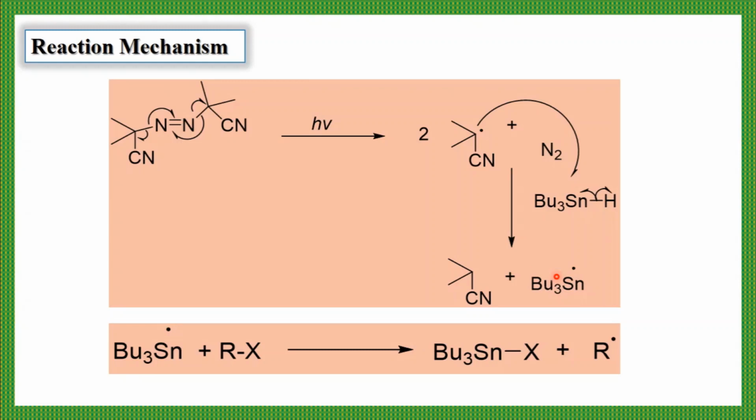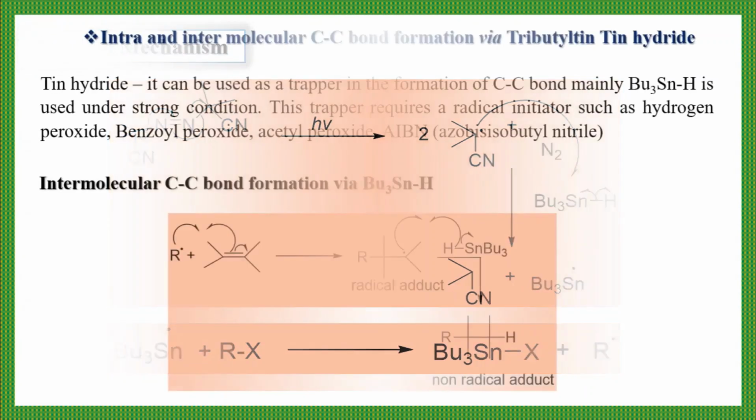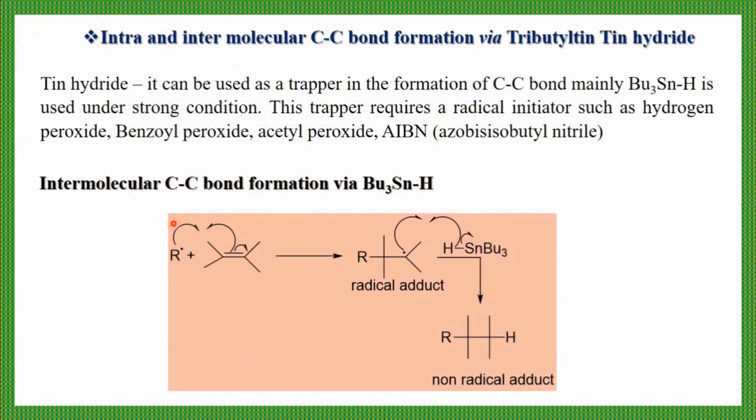Then the next step is this tributyltin radical reacting with the alkyl halide RX. The homolysis of this RX molecule takes place. Tin will form a bond with this X and convert to Bu3SnX, and it generates the R radical. Then this generated R radical will react with the alkene.